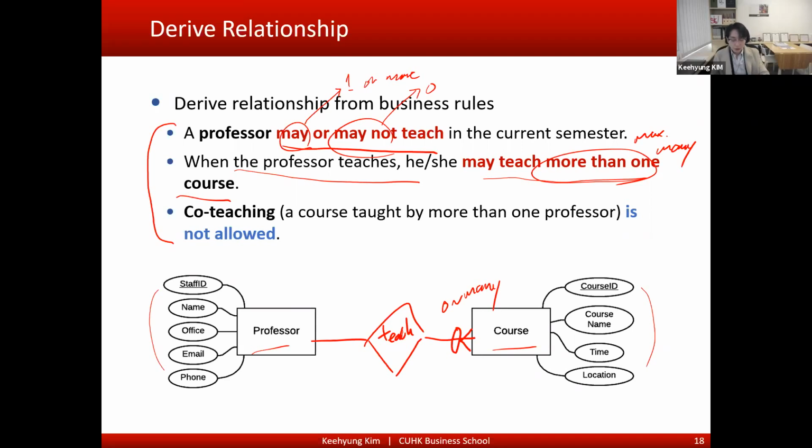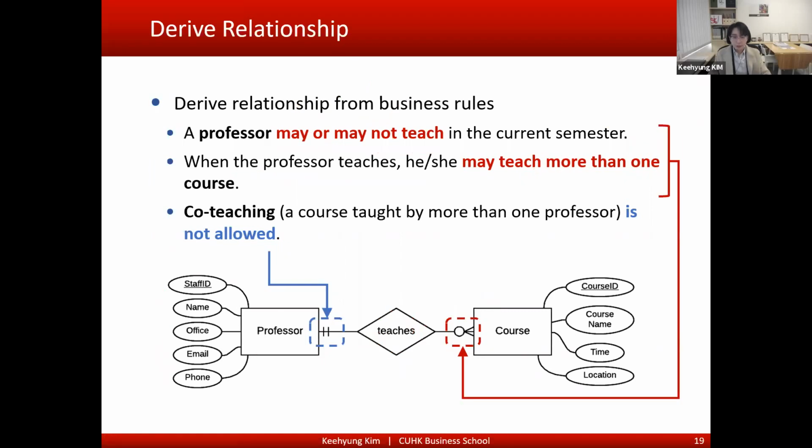And the last one is this. The co-teaching is not allowed. So a course taught by more than 1 professor is not allowed. So only 1 professor is able to teach a course. So from the course perspective, how many professors should be there? Minimum 1. If there's a course, there should be at least one professor who's teaching it, and maximum also 1. Because co-teaching is not allowed, only 1 professor is able to teach that course. So basically, it says 1 and only 1. So that's basically an example of how you can derive the relationship and the cardinality from the business rules.